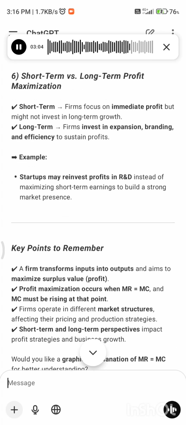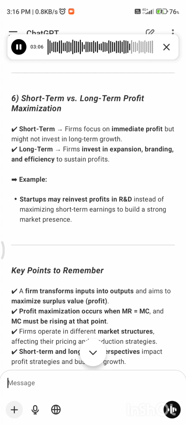6. Short-term versus long-term profit maximization. Short-term, firms focus on immediate profit, but might not invest in long-term growth. Long-term, firms invest in expansion, branding, and efficiency to sustain profits. Example, startups may reinvest profits in R&D instead of maximizing short-term earnings to build a strong market presence.